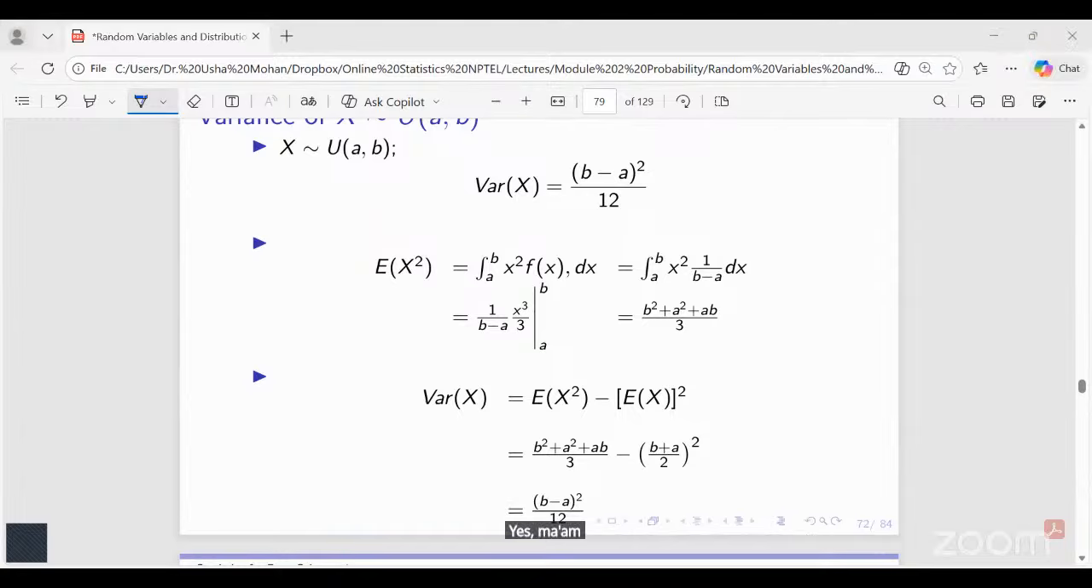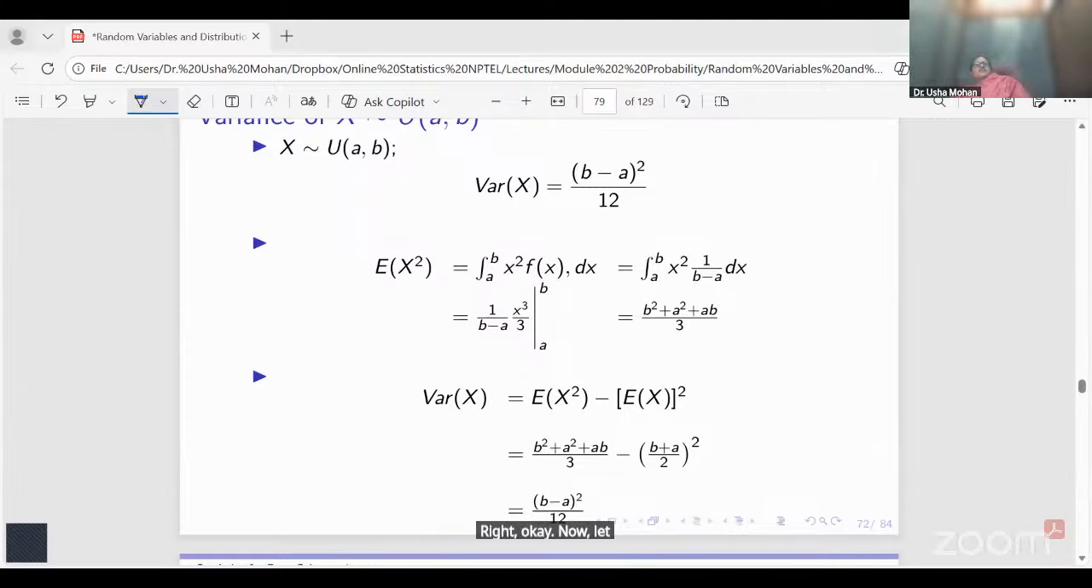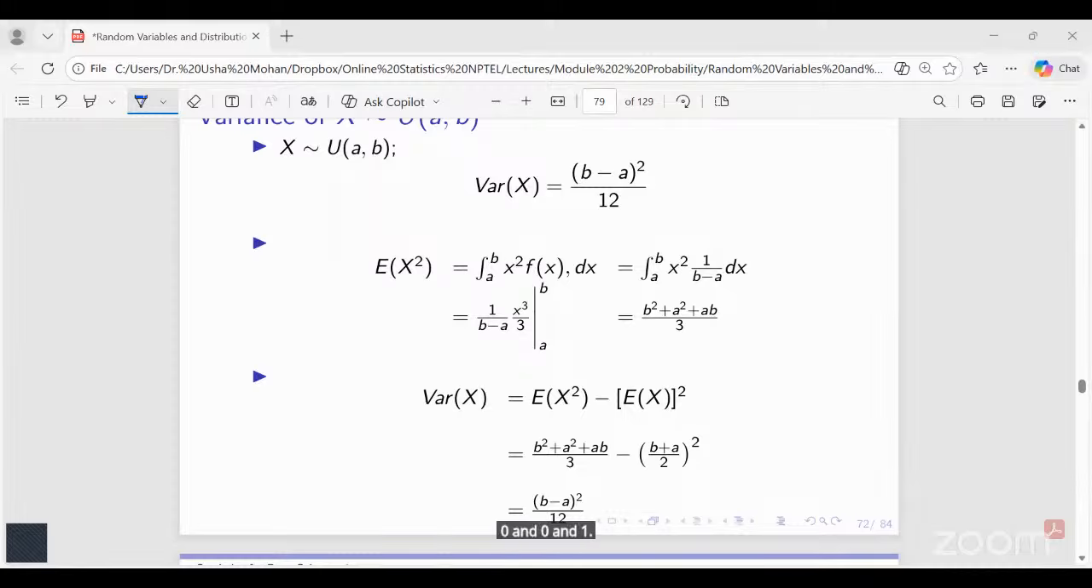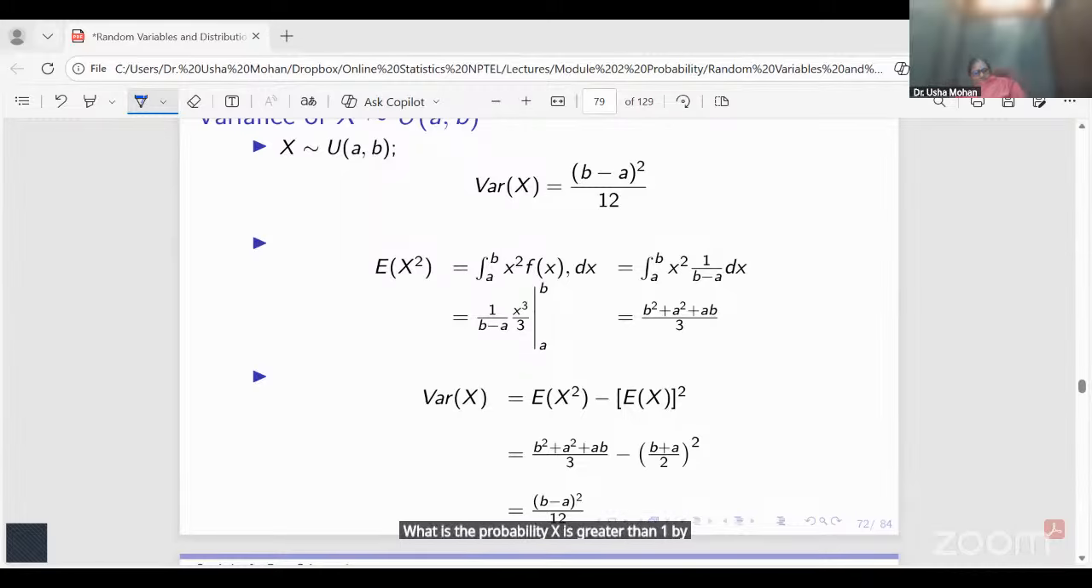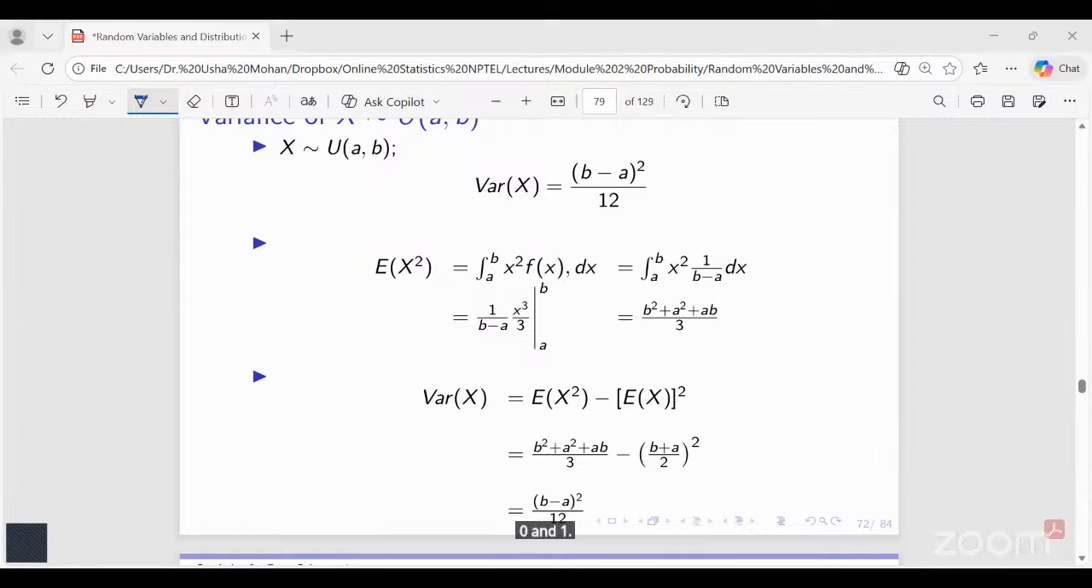Right. Okay. Now let's test some concept. I have a standard uniform random variable. So what is my A and my B here? Standard uniform random variable: 0 and 1. What is the probability x is greater than 1 by 3? X is uniform 0 to 1.